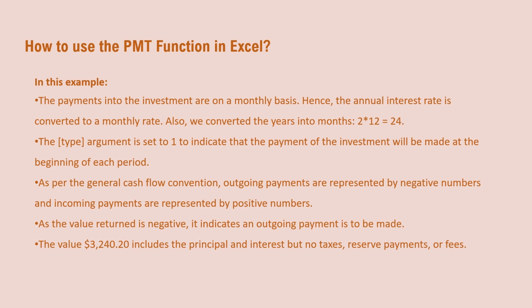The type argument is set to 1 to indicate that the payment of the investment will be made at the beginning of each period. As per the general cash flow convention, outgoing payments are represented by negative numbers, and incoming payments are represented by positive numbers. As the value returned is negative, it indicates an outgoing payment is to be made. The value $3,240.20 includes the principal and interest but no taxes, reserve payments, or fees.